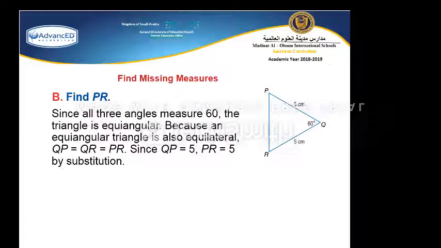How to find the length of PR? After proving that in this triangle the three angles are equal, each angle equals 60 degrees, then this triangle is equiangular, and so it is also equilateral. Then all sides equal 5 centimeters, so PR also equals 5 centimeters.